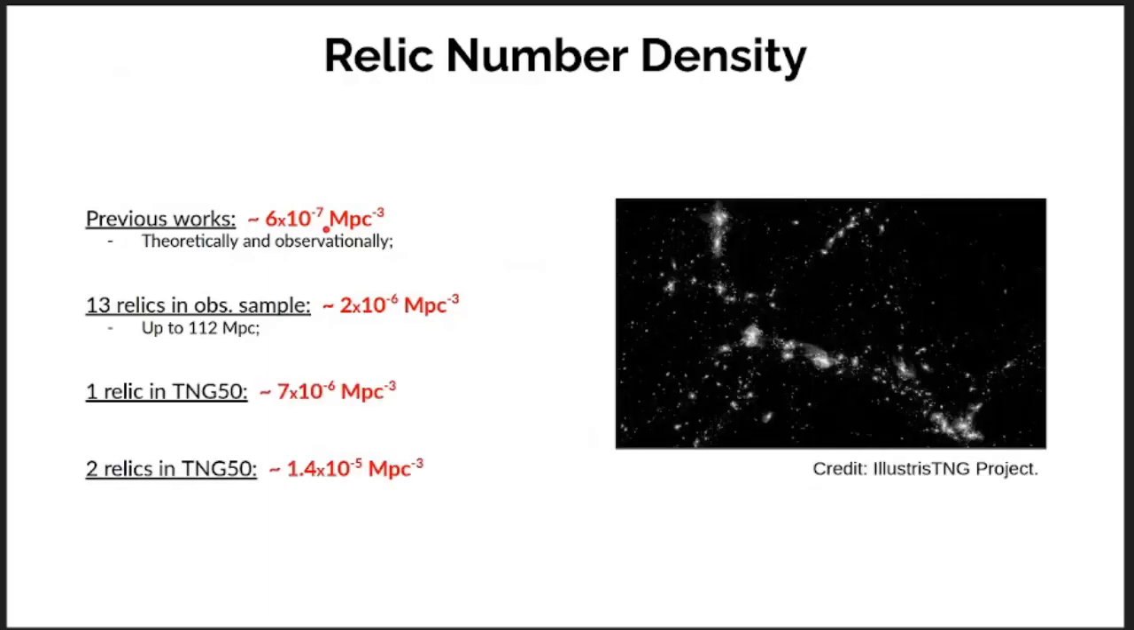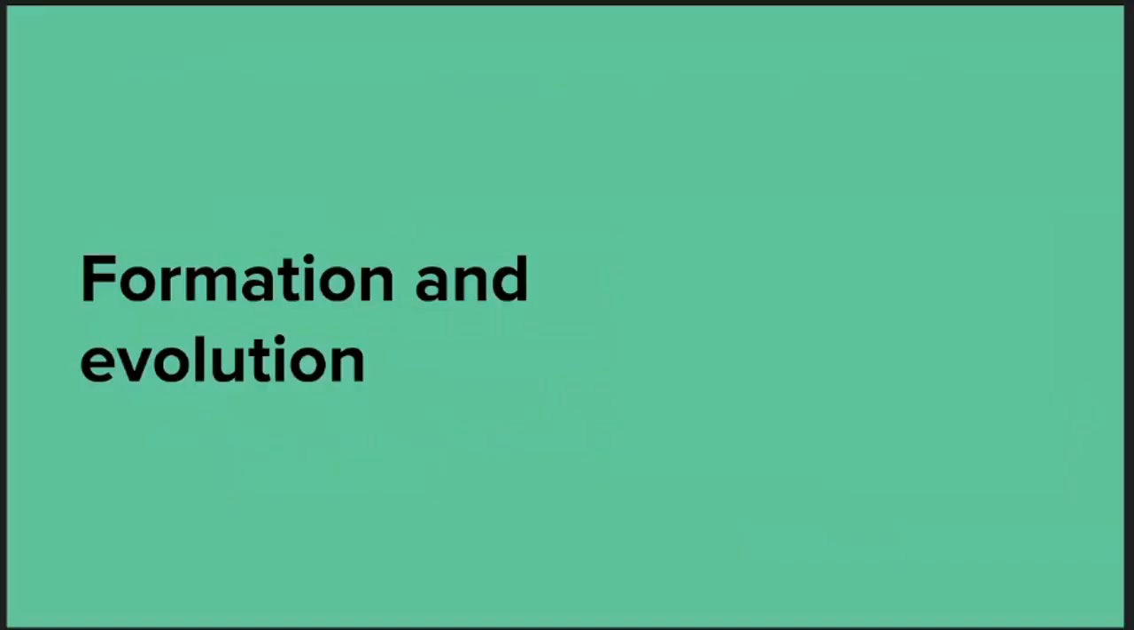And if we consider our results for the simulation, we find roughly the same value for one Relic if we consider just the best analog, and about 1 order of magnitude higher if we consider the 2 Relics that we found. So these are the main results regarding Relic number density, but we do not make further calculations, or consider the completeness of the observational sample. So it's just a brief analysis.